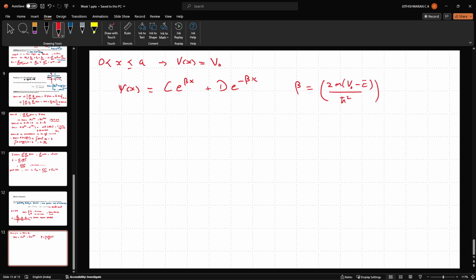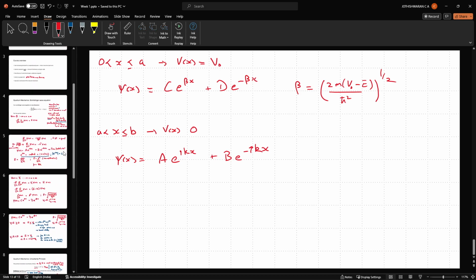H squared whole power half. And for a less than x less than or equal to b, we have V of x is equal to 0. So in this case, of course, we know the solution is psi of x is A e to the power ikx plus B e to the power minus ikx. Now, how do we find the values of A, B, C and D?